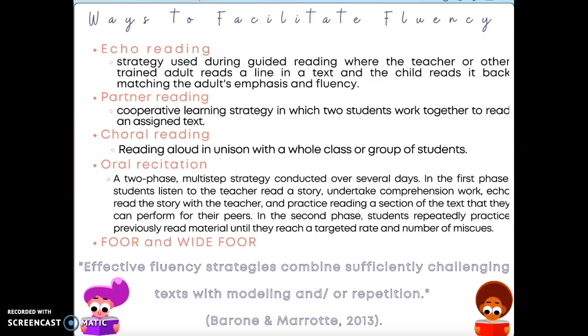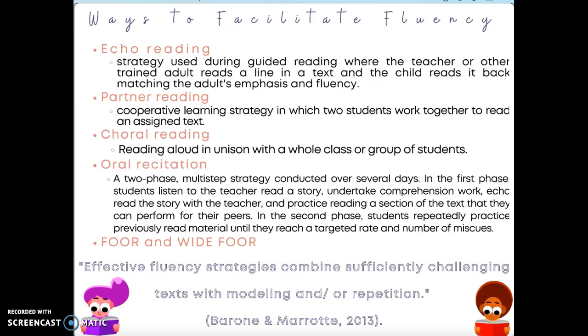Partner reading: a cooperative learning strategy in which two students work together to read an assigned text. Choral reading: reading aloud in unison with a whole class or group of students. Oral recitation: a two-phase multi-step strategy conducted over several days.